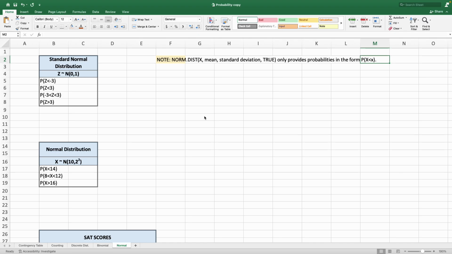Okay, the final Excel lab for week 2. We're going to do some normal probability questions. So we already did these examples in the lecture notes. So if some of this is confusing, you might find it helpful to just go back and check the notes we did in our handwritten notes.